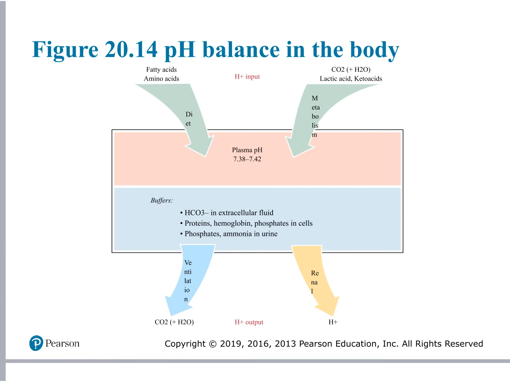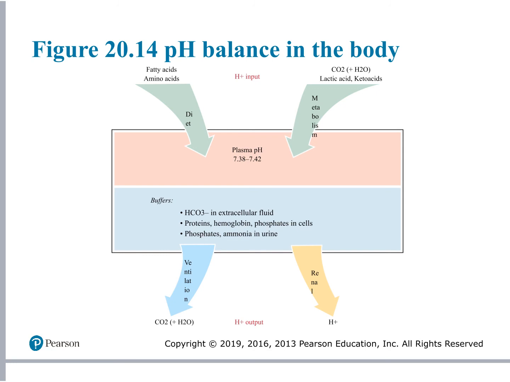So what can cause some of these pH imbalances? Well, if we take in too many fatty acids or amino acids in our diet, or if we increase the amount of lactic acid or keto acids, like whenever you just eat a protein diet, then that's going to increase your hydrogen ion input. And whenever you increase your hydrogen ion input, it's going to lower your pH and make it too low. It's going to go lower than 7.4.